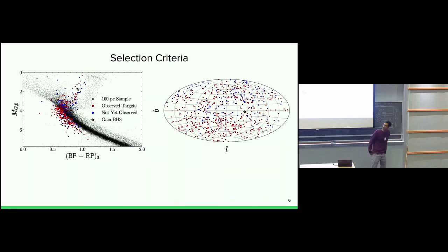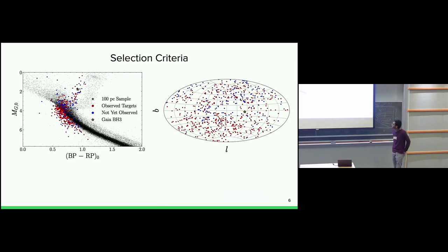So our sample looks something like this. I've taken all of the targets that we followed up and put them on an extinction-corrected color magnitude diagram. As one might expect for low metallicity stars, which are bluer at fixed luminosity, we see that they lie leftward of the traditional main sequence.